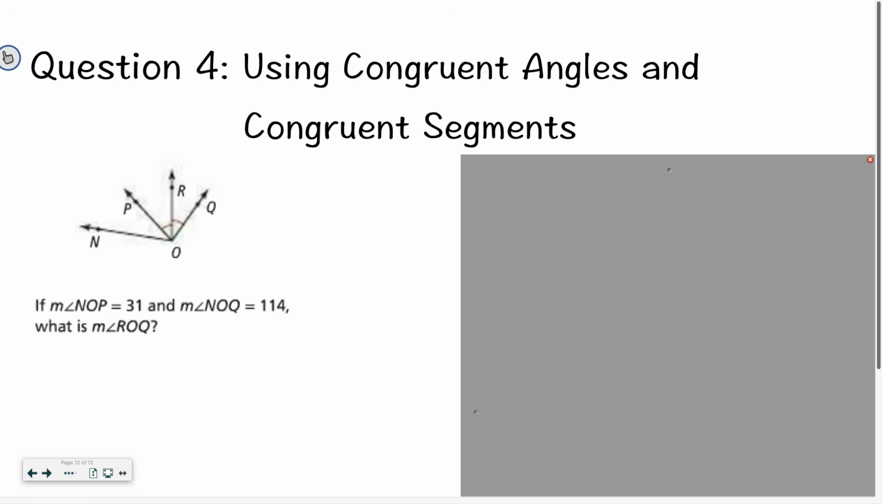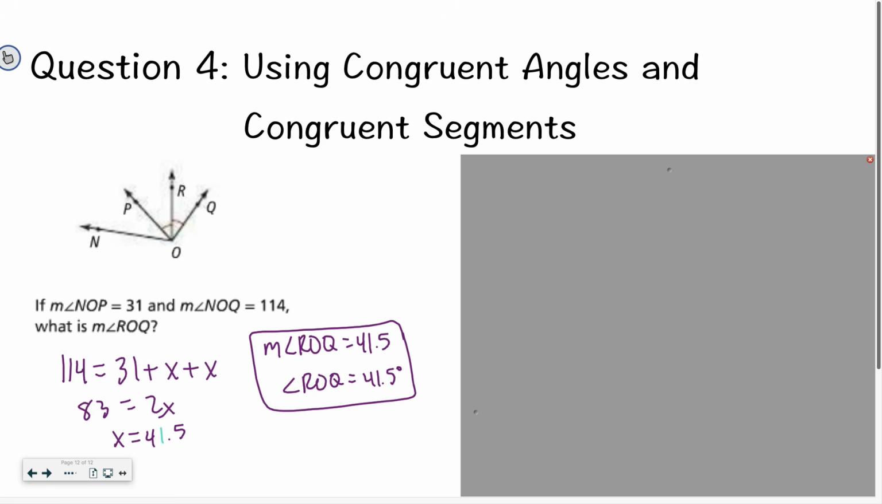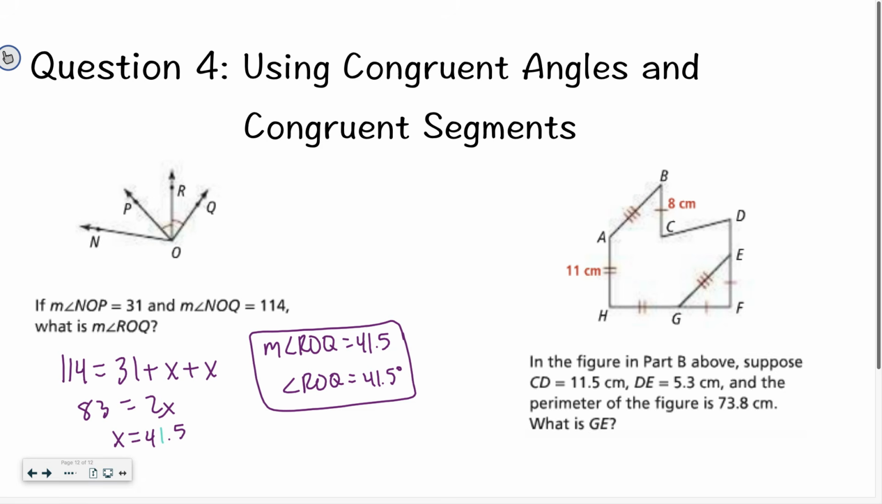Good luck. Hopefully for the first one here, you ended up with 41.5 degrees. If not, please be sure to ask for some help. Go ahead and try this next one on your own. And remember, perimeter means that it's the distance around the outside, okay? So perimeter is the distance around the outside.